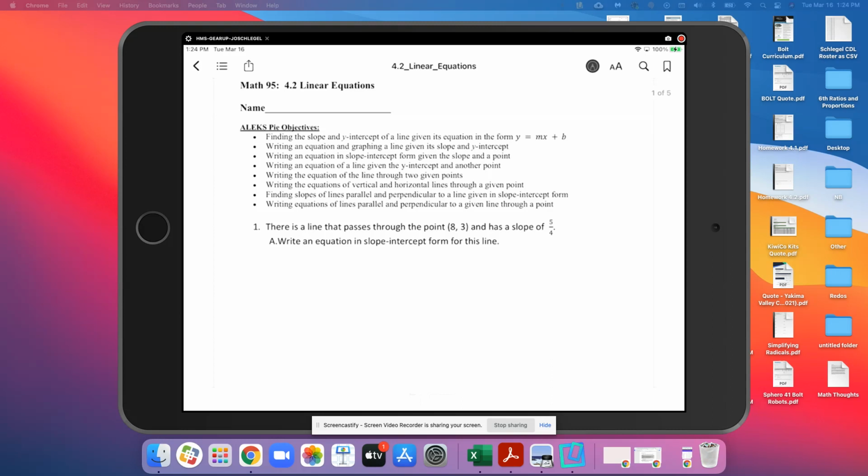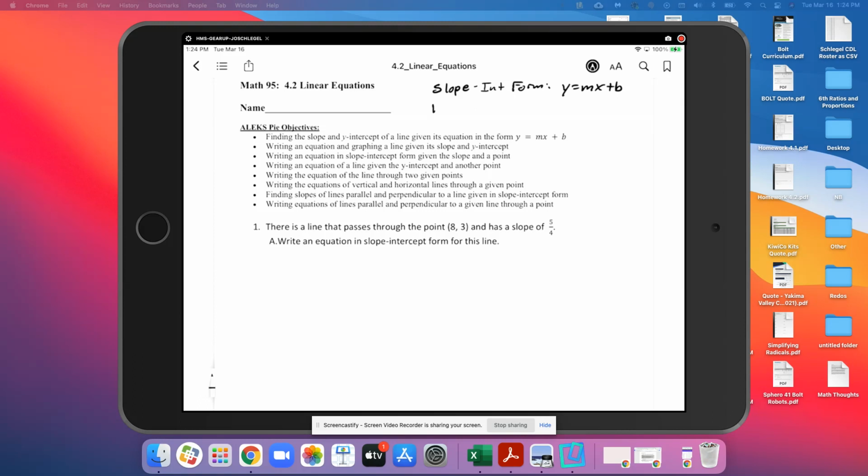I am going to hopefully help us remember that there are two forms of linear equations that we tend to be working with. The first is the one we like, which is slope-intercept form, and that is y equals mx plus b, where m is the slope and b is the y-intercept. We'll talk more about that as we do today's homework.